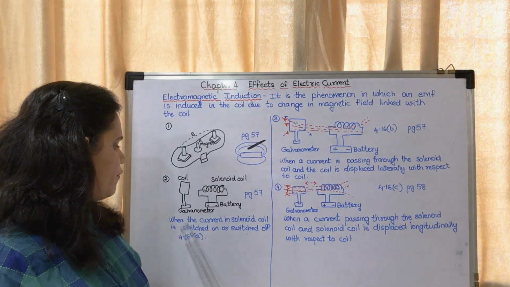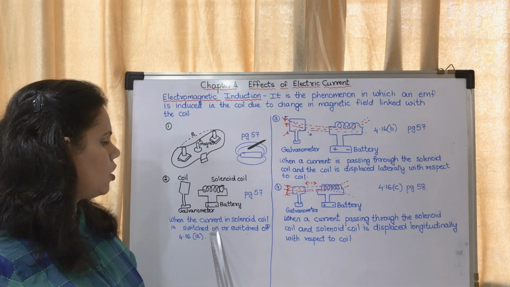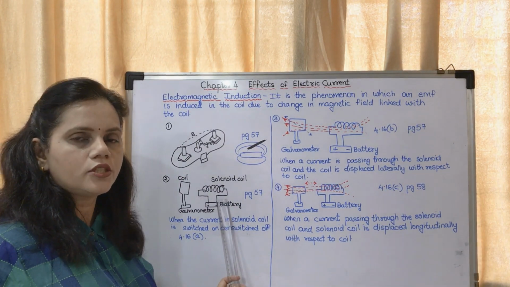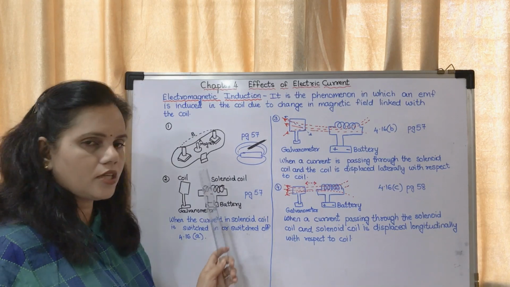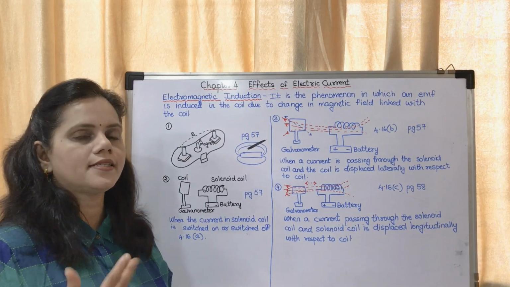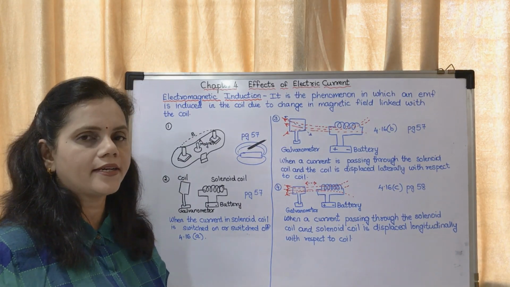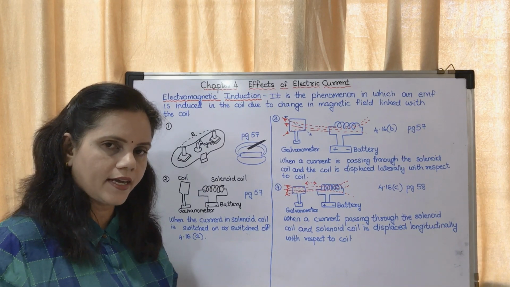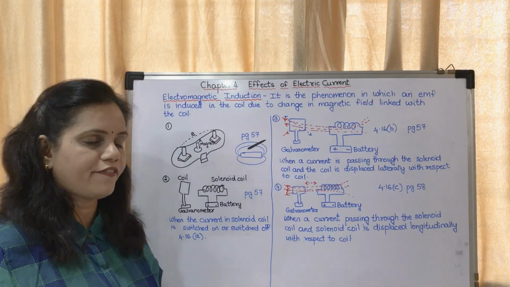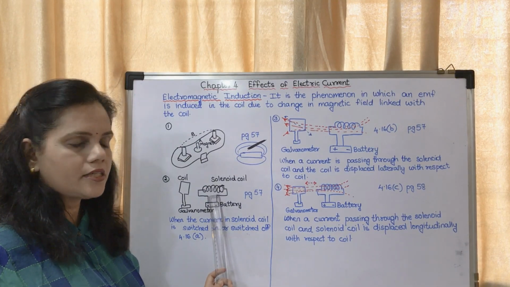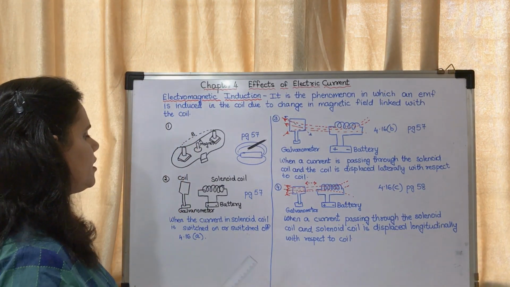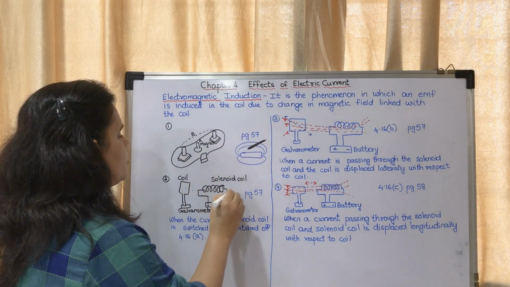Now what is done? The current in the solenoid coil is switched on or switched off. When you switch on this solenoid, the current will pass through the solenoid, and it will start showing its magnetic effect. It will start acting as a magnet due to electromagnetism. Whenever electric current flows through a wire, it develops a magnetic effect. This is placed in the magnetic field. Now this will be its magnetic field, like this.